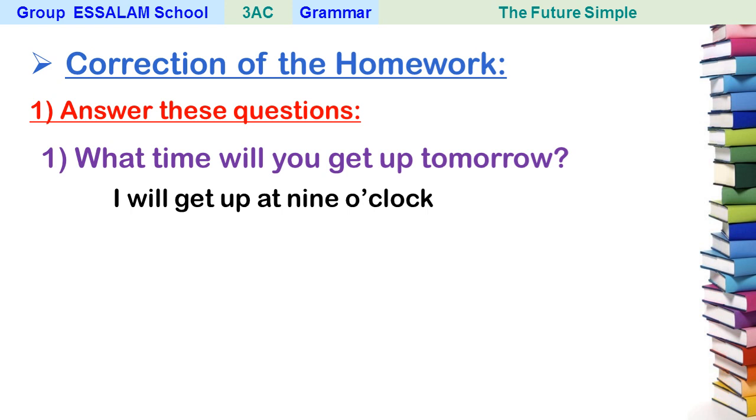These are just predictions. Maybe you will get up at 9 o'clock, maybe at 6 o'clock, maybe at 7 o'clock, maybe at 6:30, maybe at 9:45. We don't know. They are just predictions. Is it okay? Now, do you see the difference between be going to that we have studied before and will?